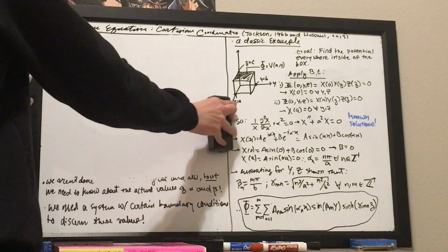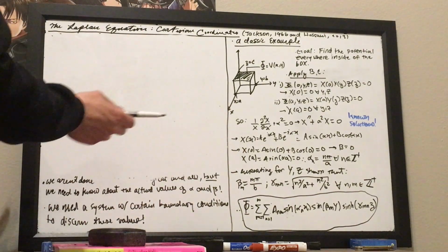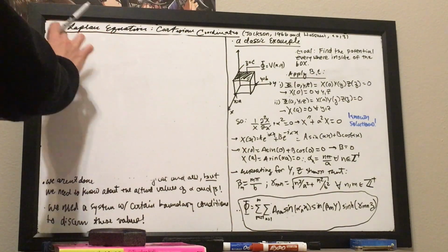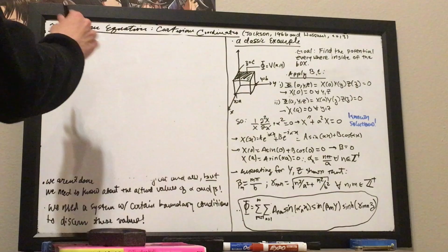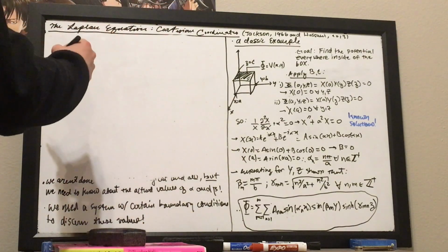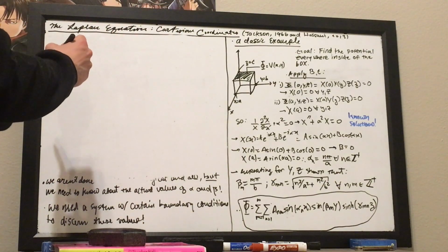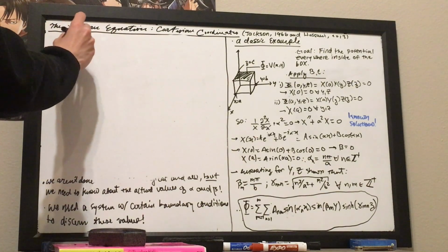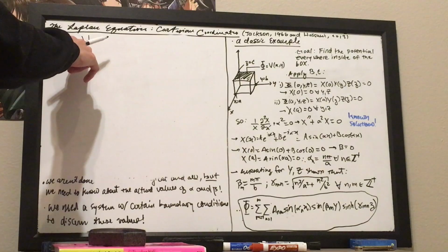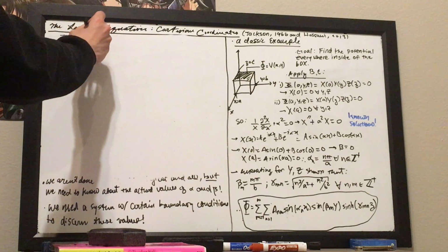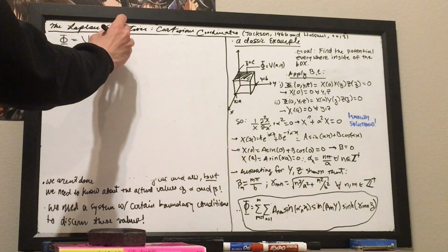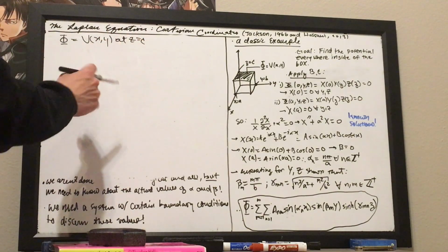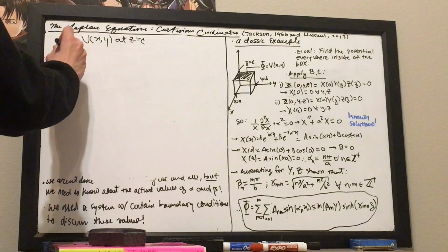I'll get some good space here, just so we can emphasize what we're doing. But once we apply Fourier's trick, and we multiply both sides by some sort of orthogonal sine function, and then we also have to let our potential equal what our potential is at that particular boundary, at z equals c.